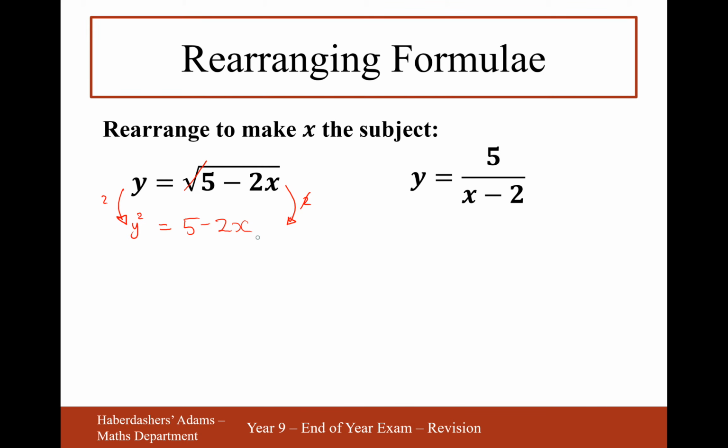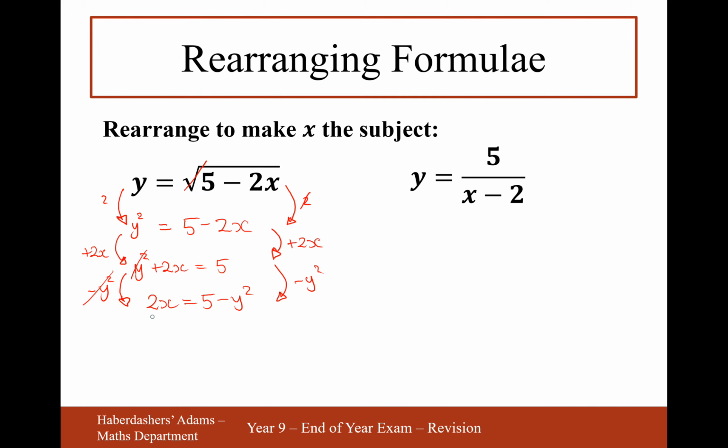I can immediately see that x is negative in this expression, so I'll add the 2x onto the other side. Add 2x, add 2x. So it would be y squared add 2x equals 5. And now the next thing I need to get rid of is the y squared, and it's being added onto the 2x, so I'll take it away from the 2x. So take away y squared on both sides. The add and the subtract will cancel out. So I'll be left with 2x equals 5 minus y squared.